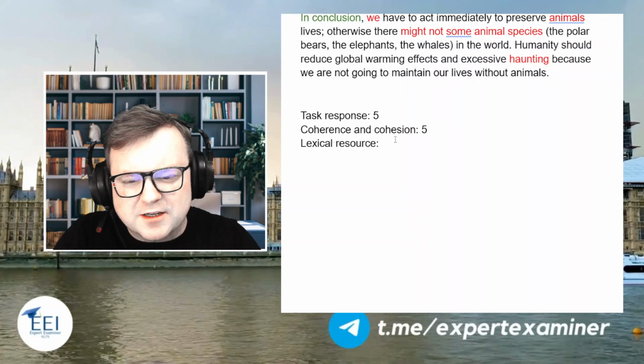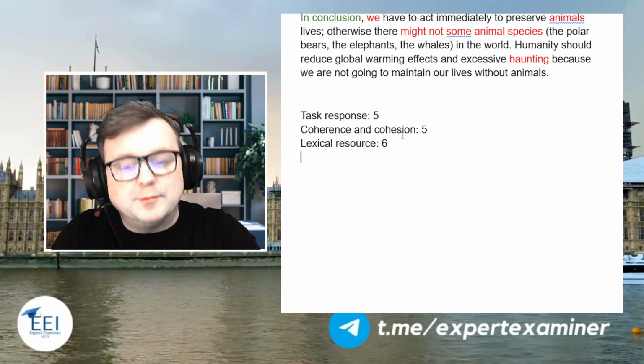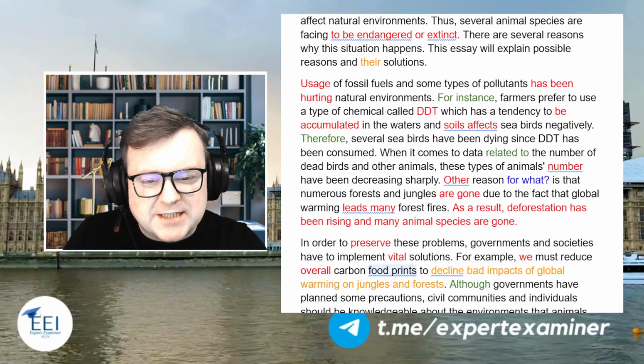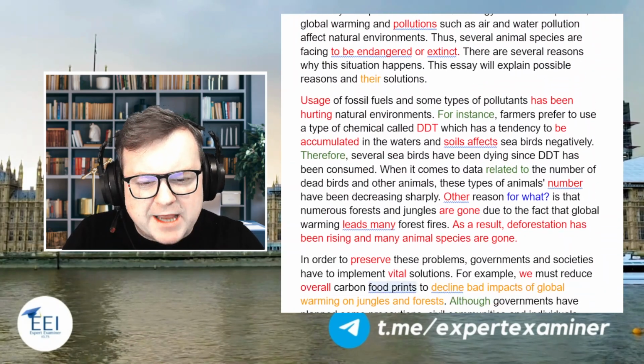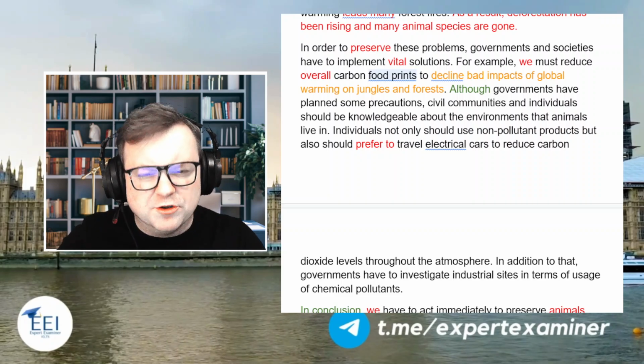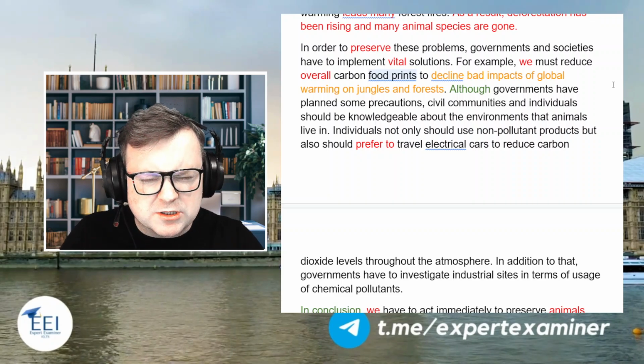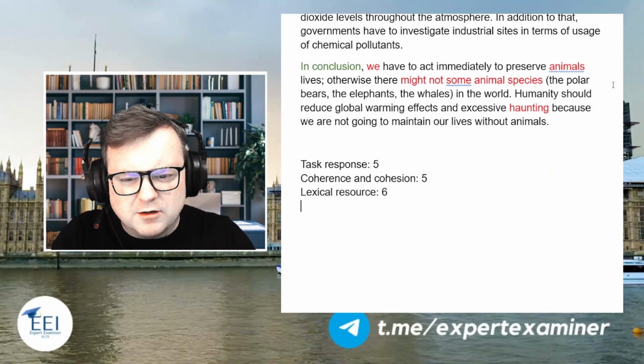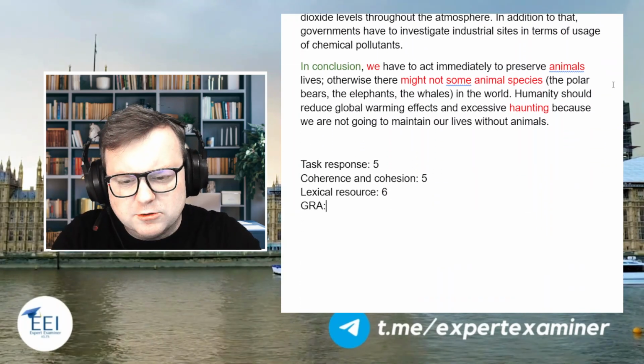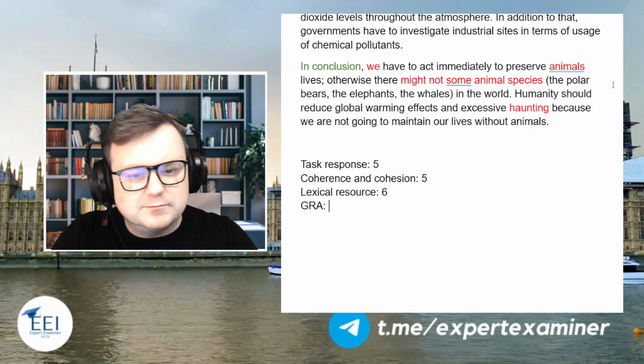I think 6 is fair. So the candidate does have a wide range of vocabulary to deal with the subject. However, there's a noticeable lack of style and collocation and a lot of inappropriate word uses which are a bit strange. Grammatical range and accuracy, not too many mistakes.